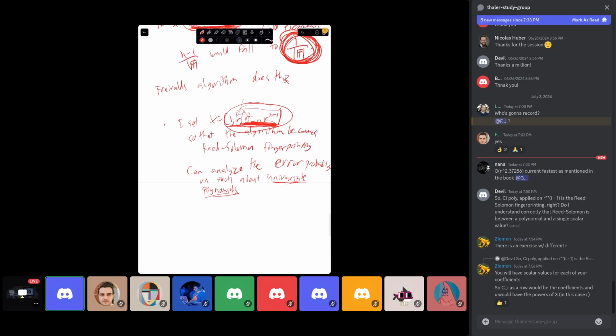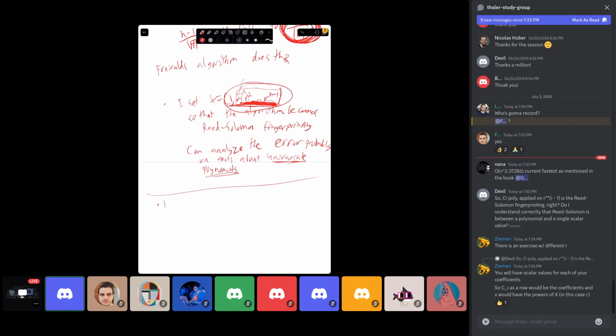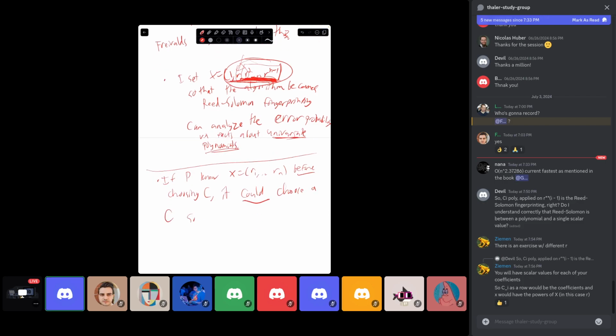Okay, so I guess this is for the larger group, right? I should point out, if the prover knew what x would be, so it knew the entries of x before choosing the claimed answer C, it could easily choose a C. It could do an attack. It could choose a C so that C is not the right product matrix, but C times X equals A times B times X.